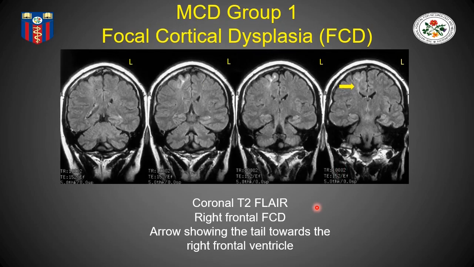This is an example of a focal cortical dysplasia in the right frontal lobe on these coronal FLAIR images, and you can see the typical appearance of the tail that runs towards the ventricle.